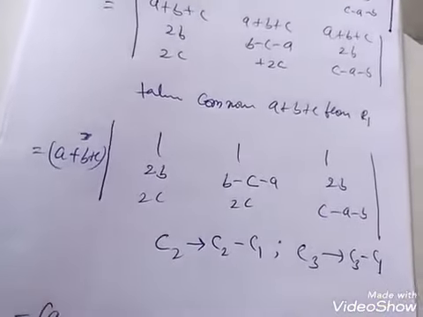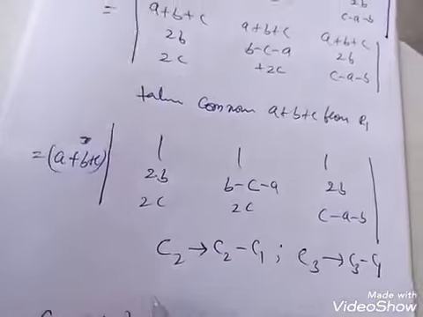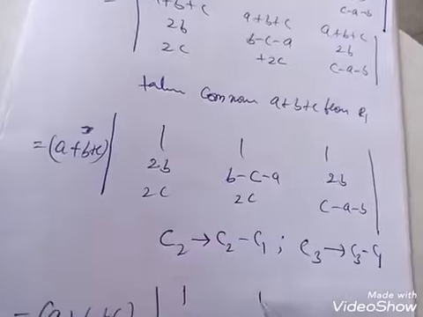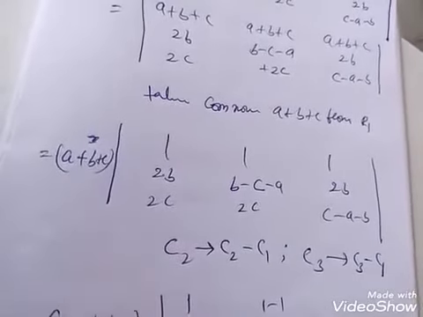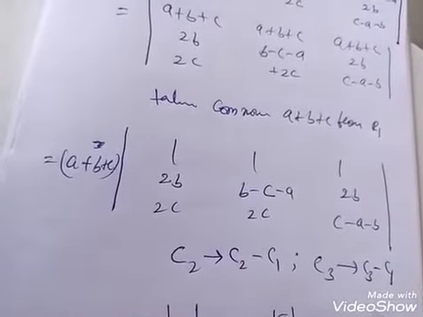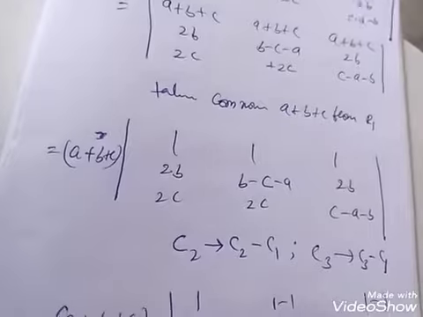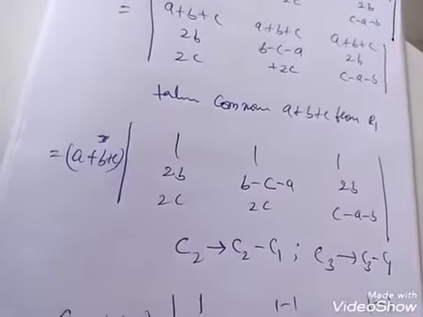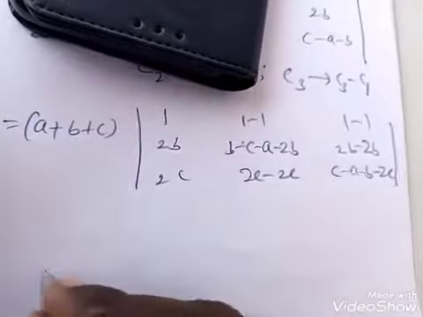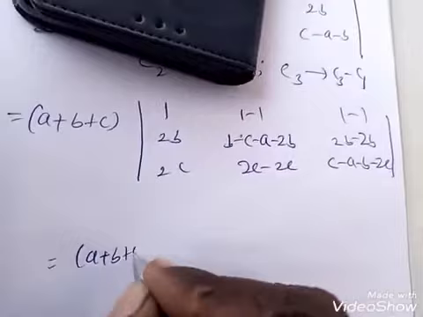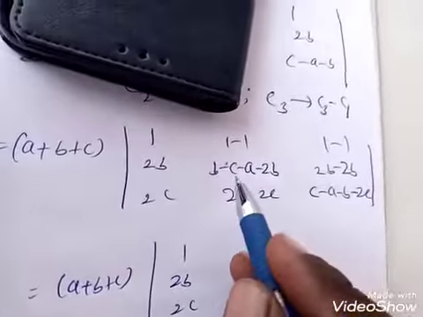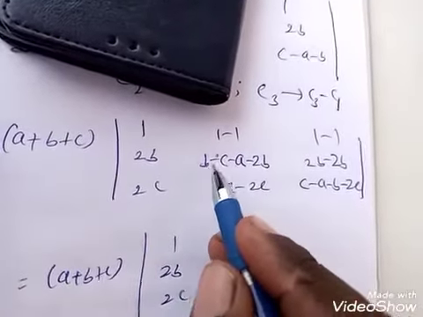Then what are you going to get? This is (a plus b plus c) into determinant of 1, 0, 0, 2b, minus c minus a, 0, and 2b minus 2b, 2c minus 2c, and c minus a minus b minus 2c. Now here what are you going to get? Here that is (a plus b plus c) times the determinant of 1, 0, 0, and here minus c minus a, 0, and 2b minus 2b, minus b.